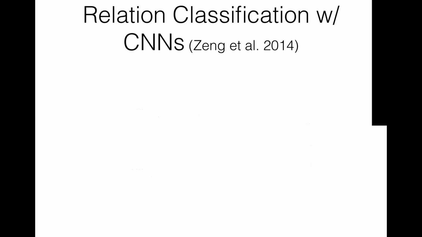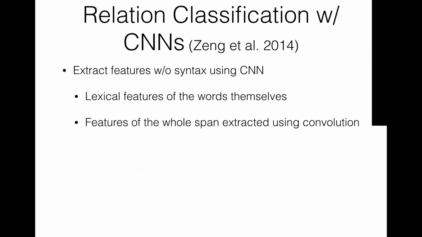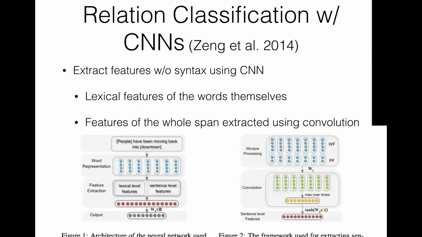Some examples of relation extraction or relation classification include LSTM-based recurrent model systems or convolutional neural net-based systems. I'll just go over one example of using CNNs. Historically, people used lexical features like dependency paths, or I think part-of-speech tags as well.